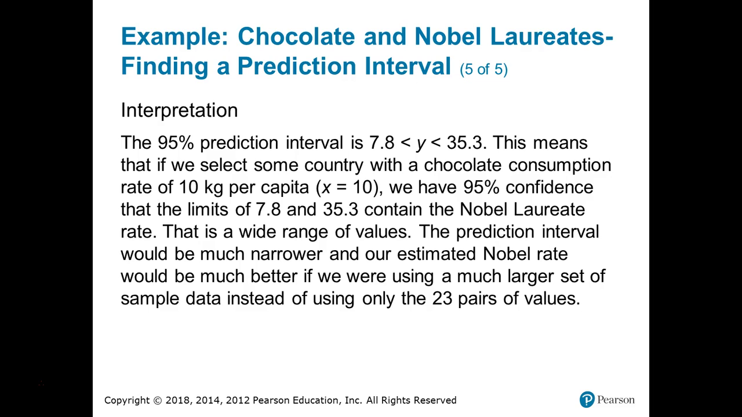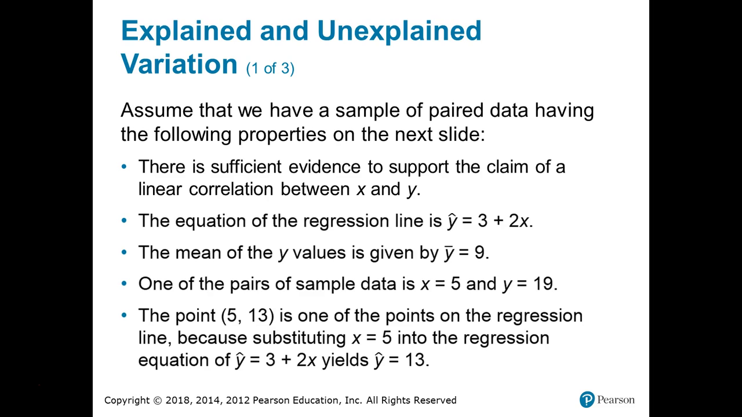Now that's a pretty big range. I mean, 7.8 to 35.3, that's a huge interval. But that's just because we only dealt with 23 pairs of data values. In actual practice, we would want much more, but you get the idea. So now we're going back to the explained and unexplained variation, which basically says how much of the value can be explained by the correlation and how much cannot be.